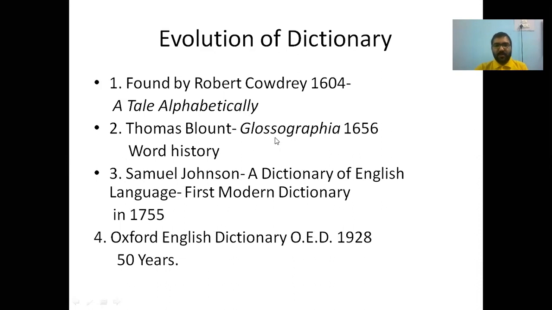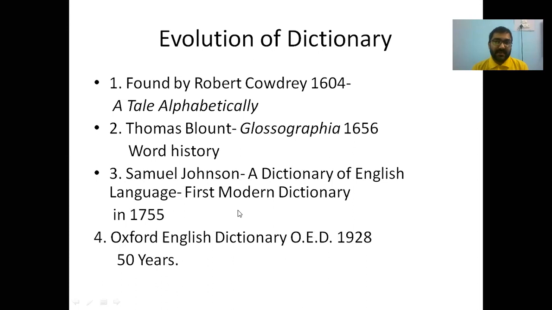Second is Thomas Blount, Glossographia in 1656. It has a word history: a particular word is there, and it has a history of how it evolved and how it was used throughout the ages. And the third one is very important. Dr. Samuel Johnson wrote A Dictionary of the English Language, the first modern dictionary, in 1755. This year is important.